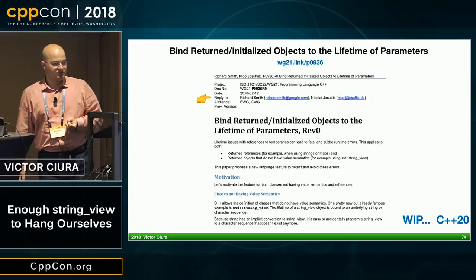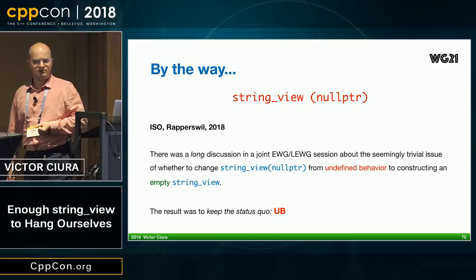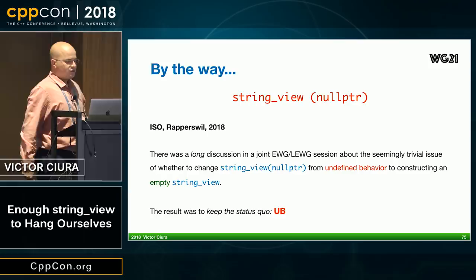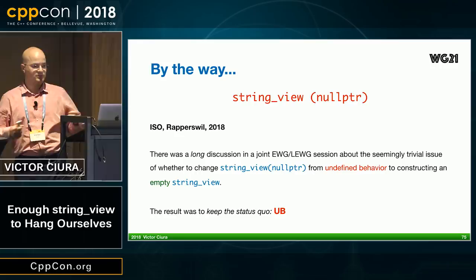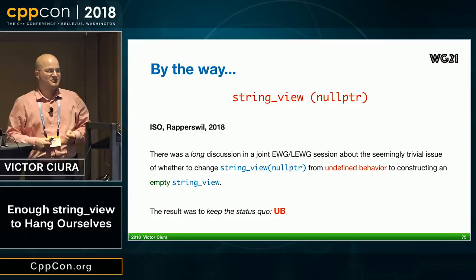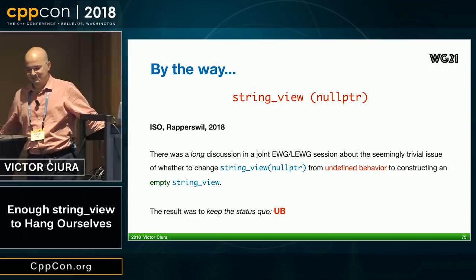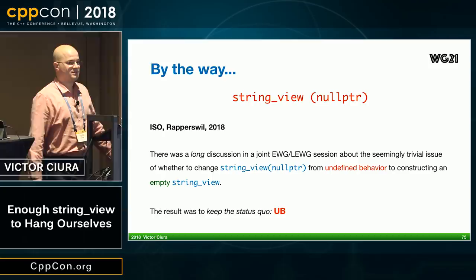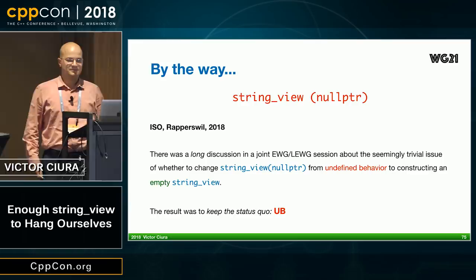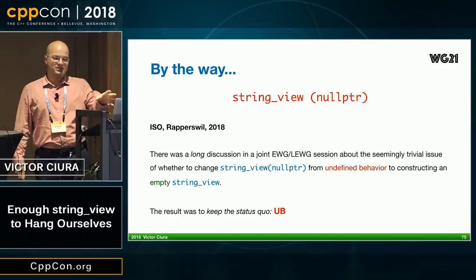And by the way, very recently, at the last meeting, a very sensitive issue of constructing a string view from a null pointer was discussed, and you would think this is a simple thing. Turns out it's not. And after much deliberation, the conclusion was that they'll just leave it unchanged. Right now this is undefined behavior. If you construct a standard string from a null pointer, it's a different thing.